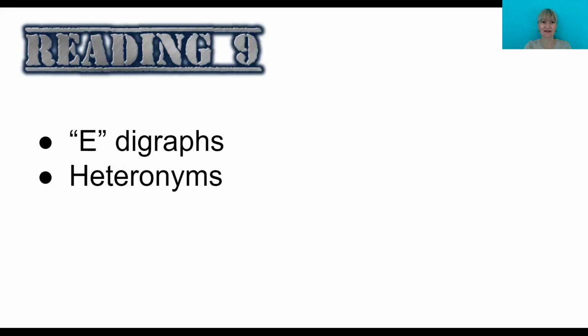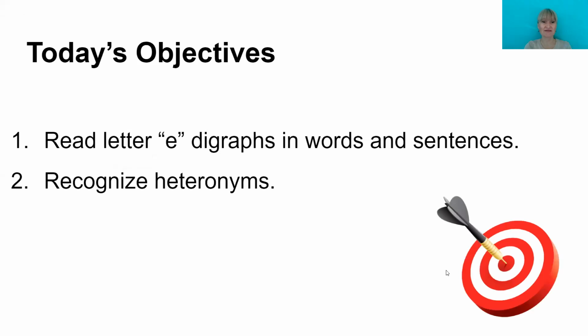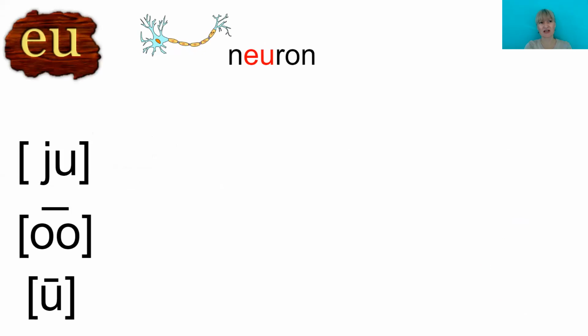Today we are going to read more digraphs with letter E and hopefully finish reading them all for now. And we will learn a new thing, which is called heteronyms in English. So let's get started and focus on those two things: E digraphs and heteronyms. The objective is to read letter E digraphs in words and sentences and recognize some heteronyms. So let's get to some of the digraphs.